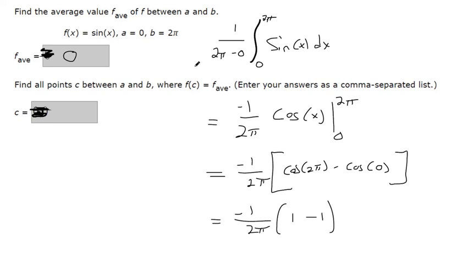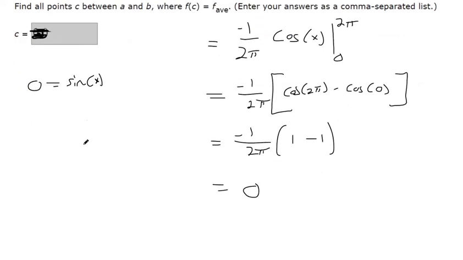And to find all points c between a and b, where f of c equals f of the average, in other words, you want to find out when you're going to hit that average value of 0. So you have to solve this equation. So what angles would make the sine ratio be 0? And that's where you can go back to the unit circle like I was just talking about. Sine are the y coordinates in the unit circle. And remember, unit circle is just the circle with a radius of 1. That's the only thing special about a unit circle.